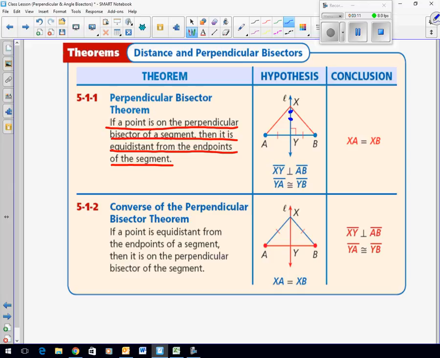Fair enough? If I changed this and said this is a new point, point Z, you could conclude, since it is on line L, and line L is a perpendicular bisector of AB, that the new point, point Z, is equidistant from A and B. That's all that we're talking about when we say perpendicular bisector.